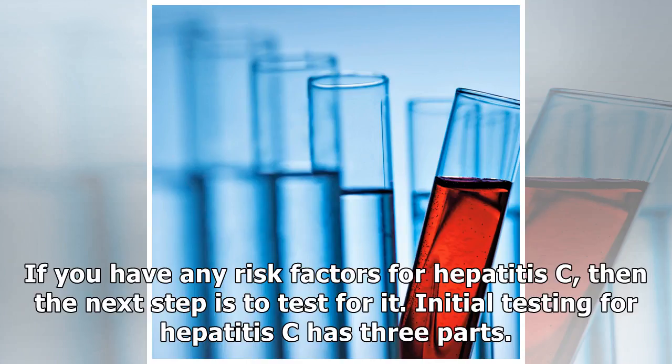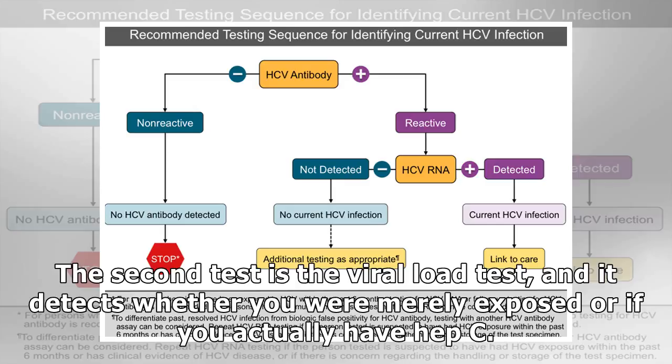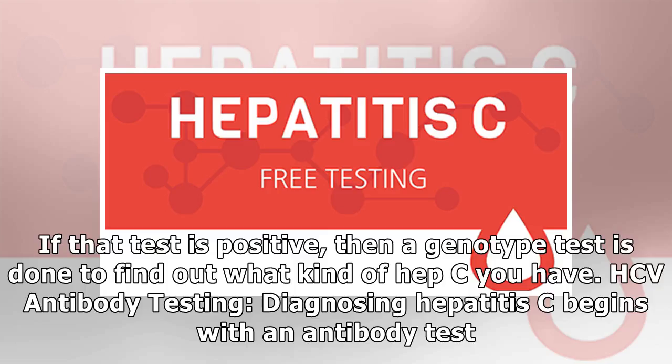If you have any risk factors for hepatitis C, then the next step is to test for it. Initial testing for hepatitis C has 3 parts. The first test, the HCV antibody test, sees if you have been exposed to the virus. The second test is the viral load test, and it detects whether you were merely exposed or if you actually have Hep C. If that test is positive, then a genotype test is done to find out what kind of Hep C you have.